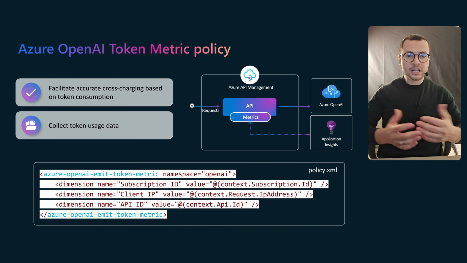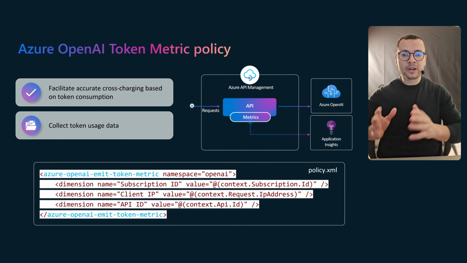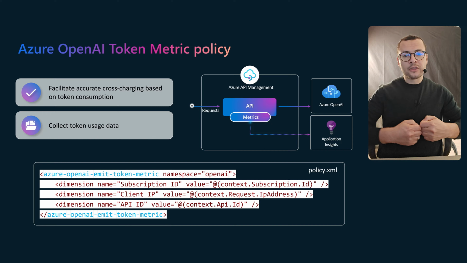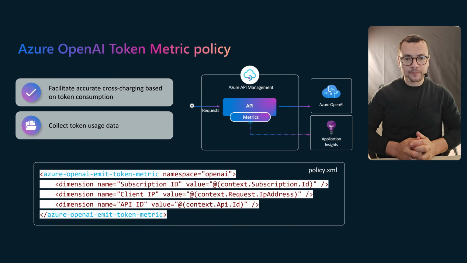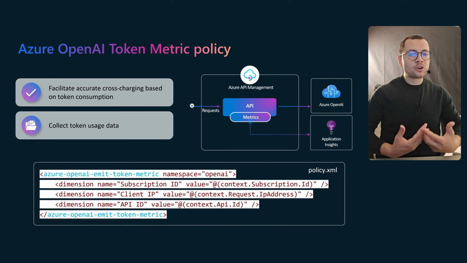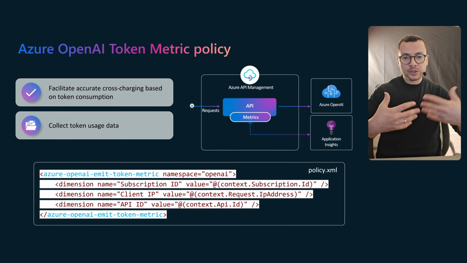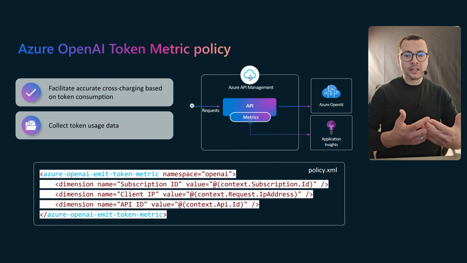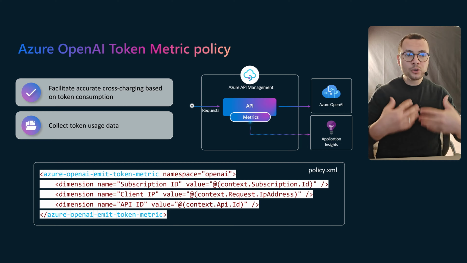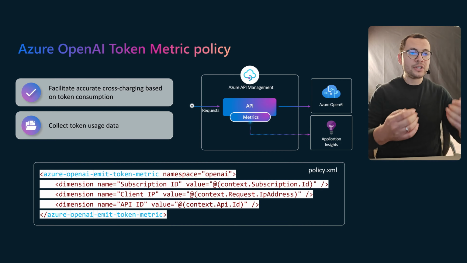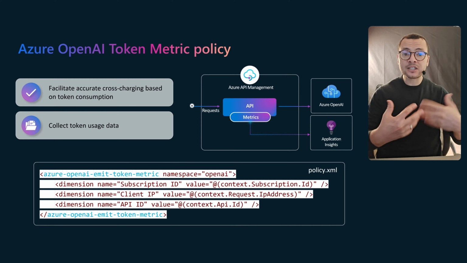So if the model is shared between multiple teams or multiple applications, then those metrics will enable you to do chargeback per each team. By default, Azure API Management provides lots of metrics and logs to get an overview about the usage of your different APIs. And for OpenAI, we have a new policy specific for emitting custom token metrics.